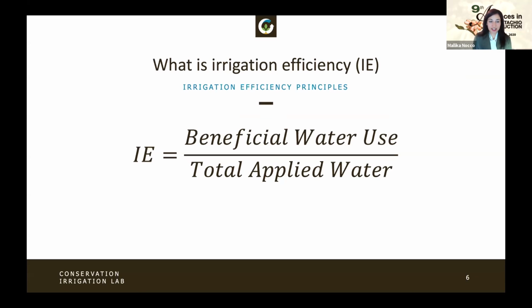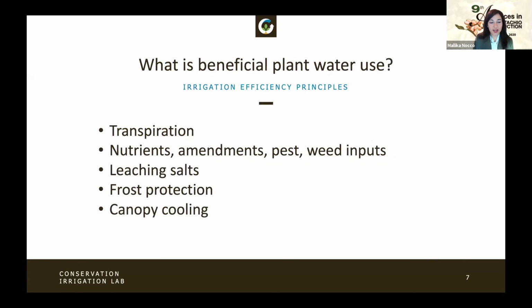We define irrigation efficiency as the beneficial water use related to all of the applied water, over the course of your irrigation season. So what is beneficial plant water use? Well, it's transpiration. And this is what should come to mind. As a soil plant water person, I think a lot about transpiration, and we try to irrigate to meet the transpiration demand of your trees.